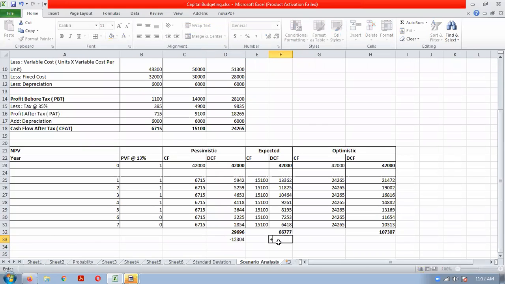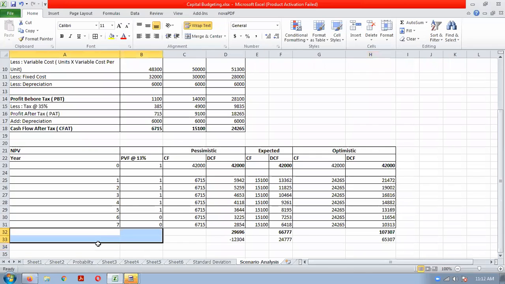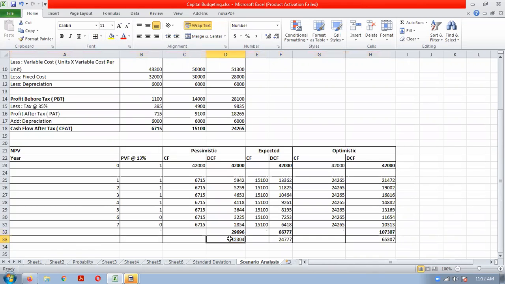In the pessimistic situation, NPV is negative. In the expected situation, NPV is positive. And in the optimistic situation, NPV is positive. Okay, so this is the NPV under the 3 different cases. Clear, everybody?